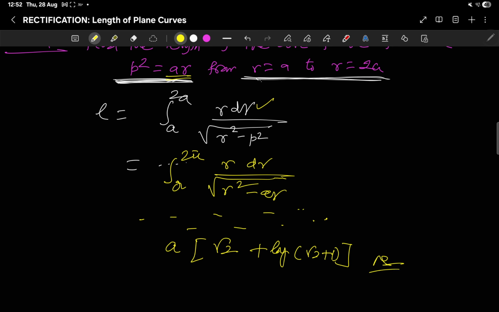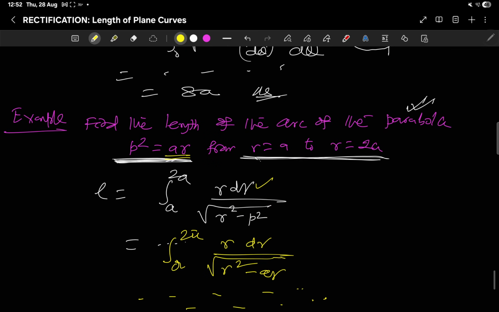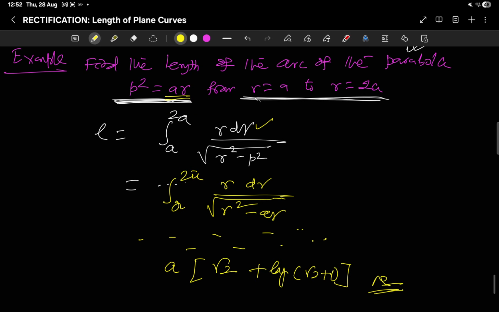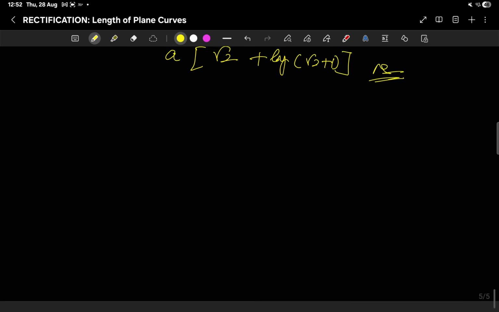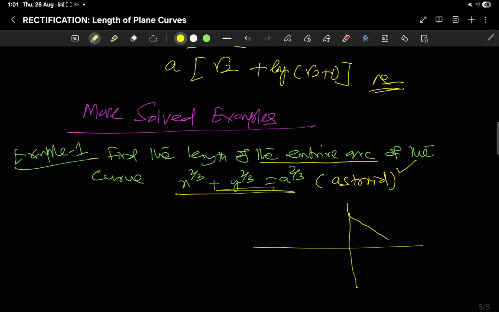Actually, the Cartesian system and the parametric system are much more important. So we will talk about more problems on parametric form and Cartesian form. Actually, you are given one more curve. Find the length of the entire curve. The name of the curve is asteroid. These are some standard curves. And what is the shape of the curve? The shape of the curve is like this.